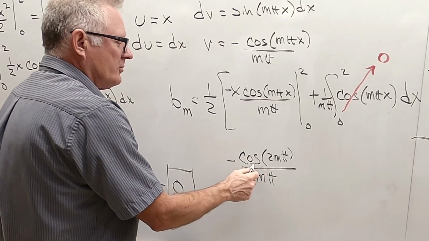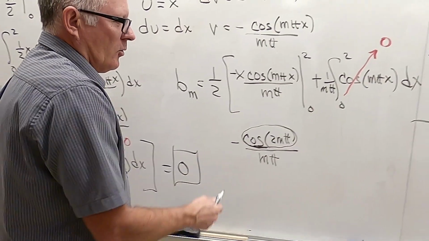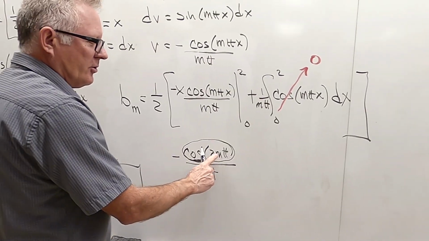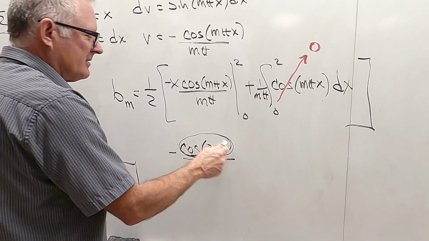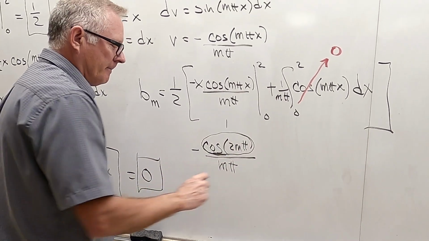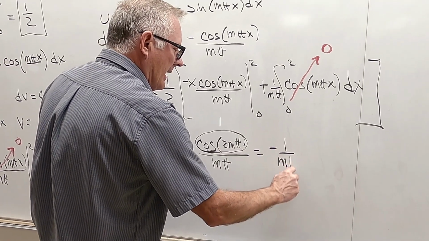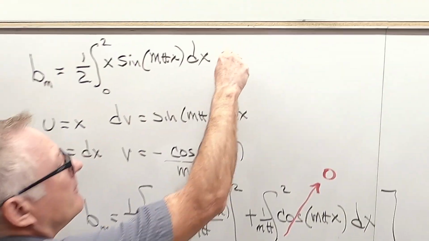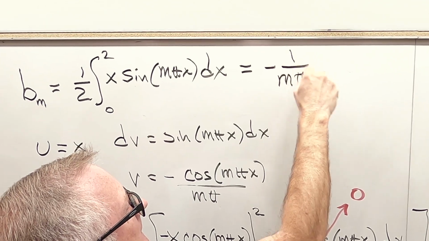Well, what is the cosine of 2m pi? Well, when m is 1, the cosine of 2 pi is 1. When m is 2, cosine of 4 pi is 1. 6 pi is 1. This is always 1 right there. So this is just minus 1 over m pi. So that's my b sub m. This is minus 1 over m pi.